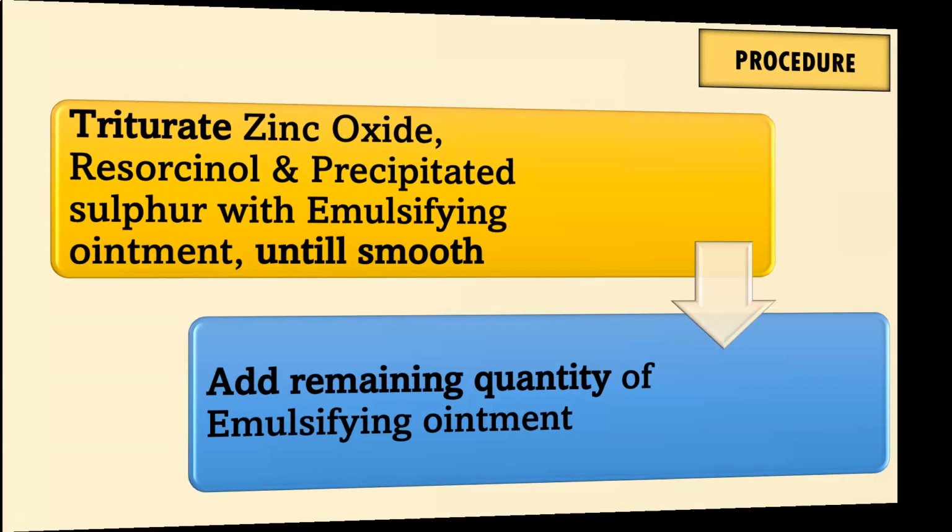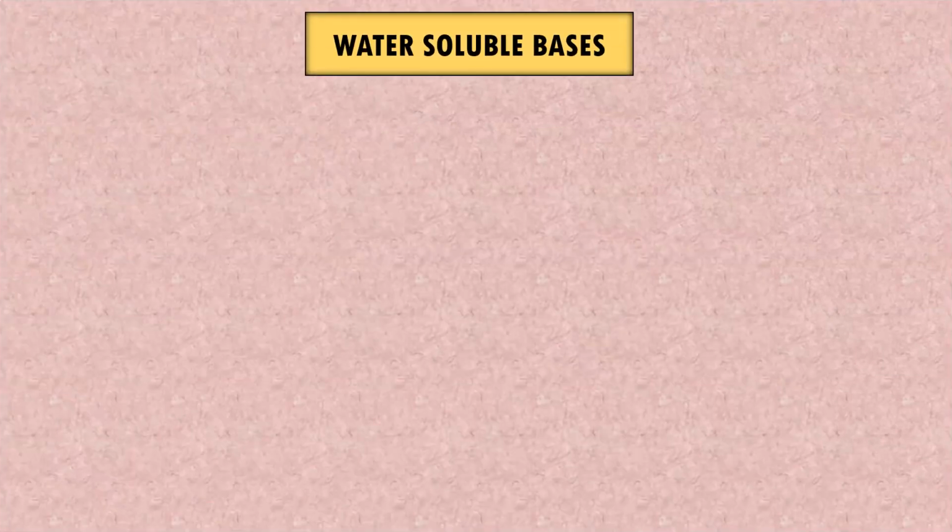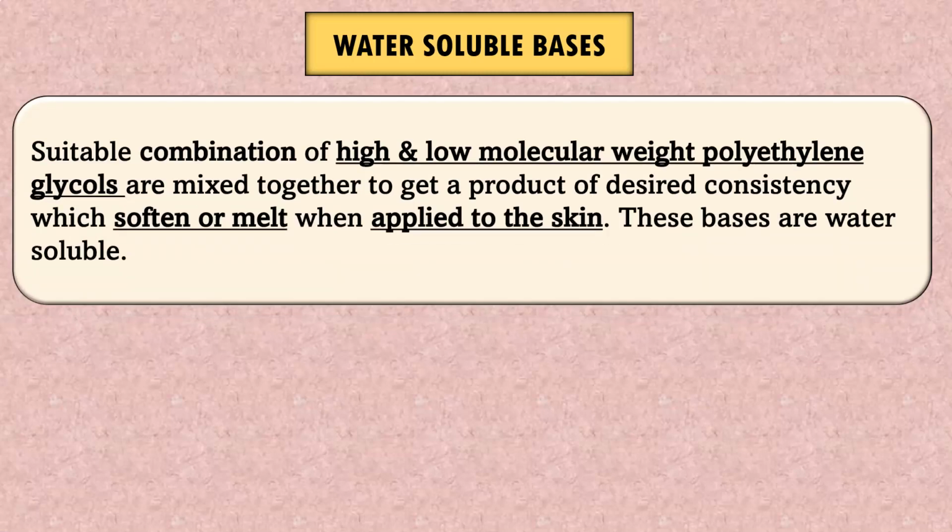So the next base is the water soluble bases. A suitable combination of high and low molecular weight polyethylene glycols are mixed together to get a product of desired consistency, which softens or melts when applied to the skin. These bases are water soluble.